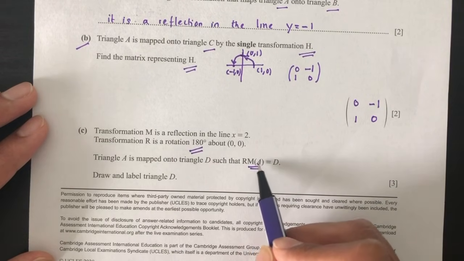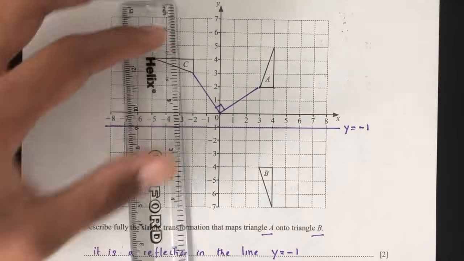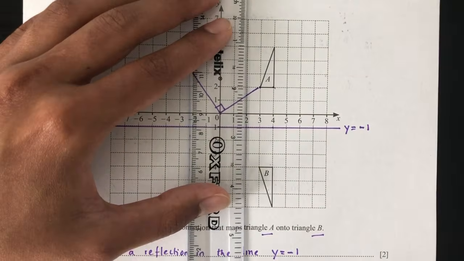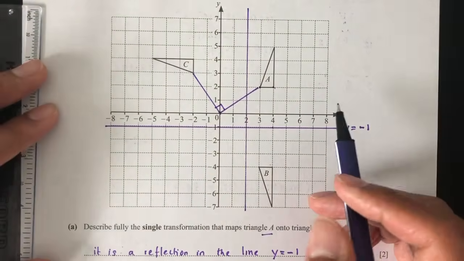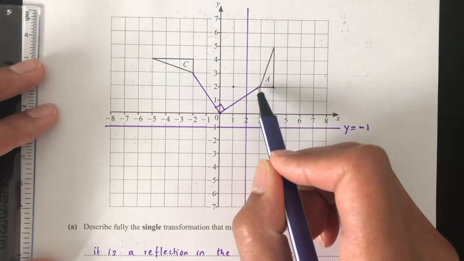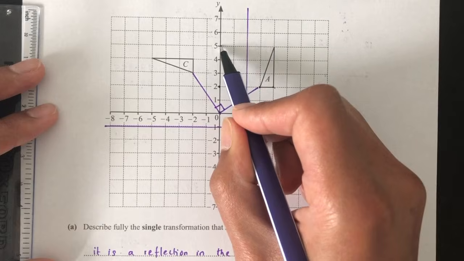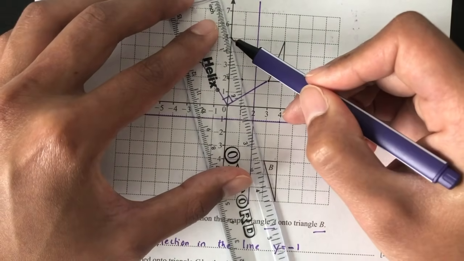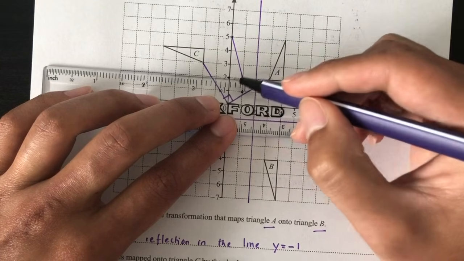So first M applied to A. M is a reflection on the line first. So this is the line of reflection for M. x equals 2, so that will be 1, 1 here, 1, 2, 1, 2 here, 1, 2, 1, 2 here. So this is the first image of A under transformation M.